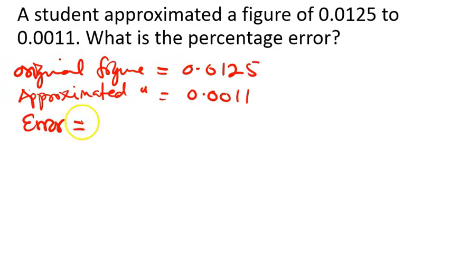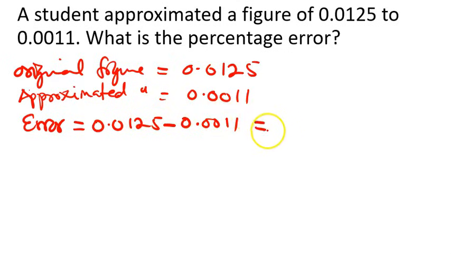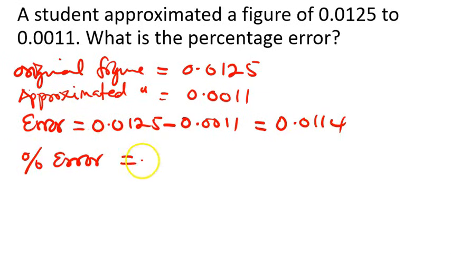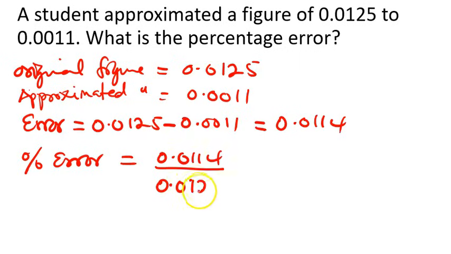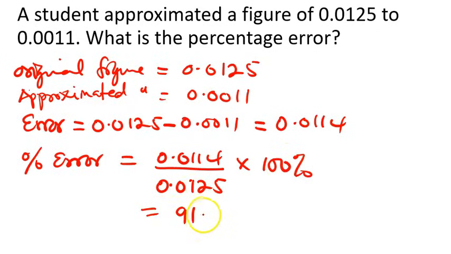The error becomes 0.0125 minus 0.0011, and this is giving us 0.0114. Therefore, the percentage error now becomes the error, which is 0.0114, over the original value 0.0125, times 100%. When we simplify, it is giving us 91.2%.